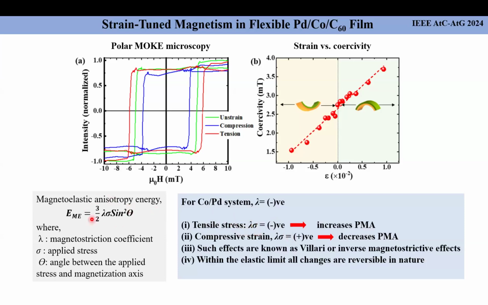Now, to minimize the magnetoelastic energy, it in turn induces an easy axis along the out-of-plane direction that increases the PMA. When PMA increases, that in turn gives rise to an increment in the coercivity of the sample, and that can be seen here. Under compressive stress, it leads to a decrement in PMA and hence a decrement in coercivity. Such effects of strain on the magnetic properties are also known as the Villari effect or inverse magnetostrictive effect. And within the elastic limit, all such changes are reversible in nature.